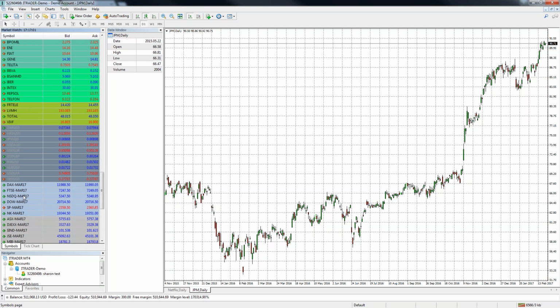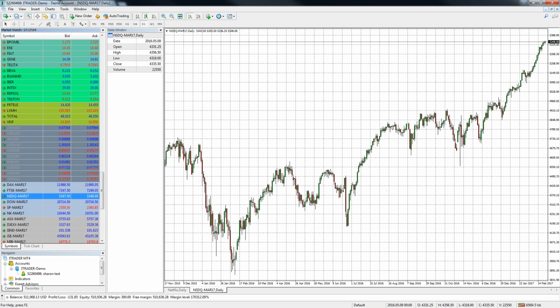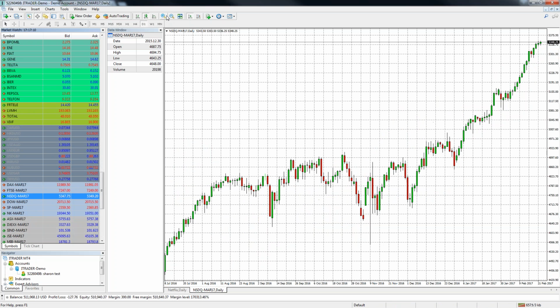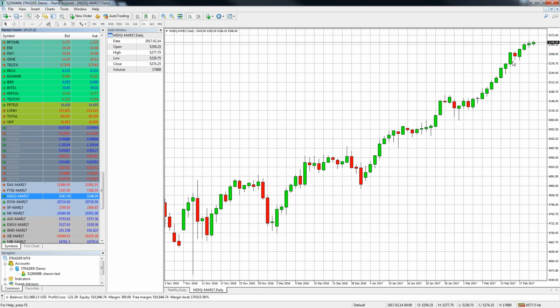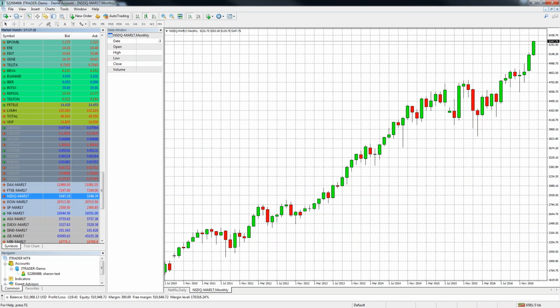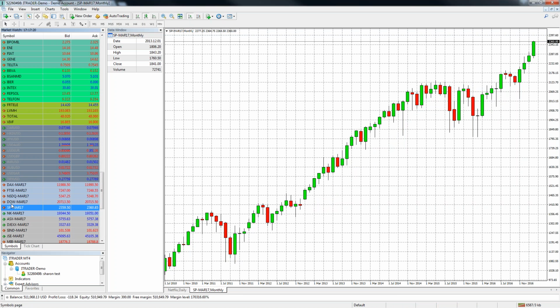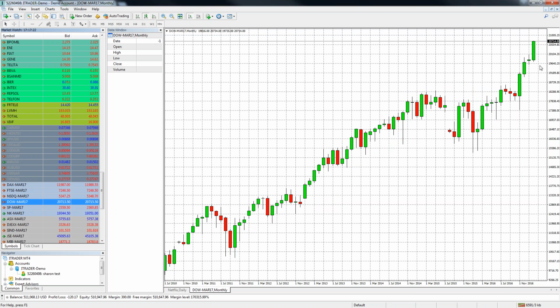Let me show you. Nasdaq represents 100 technology companies with the highest value in the market. Daily chart. Look at this. Let's zoom in. Each candle represents 1 day. Highest point ever. Monthly. Boom. Just going up. S&P 500, same thing. Dow Jones, same thing. Okay?